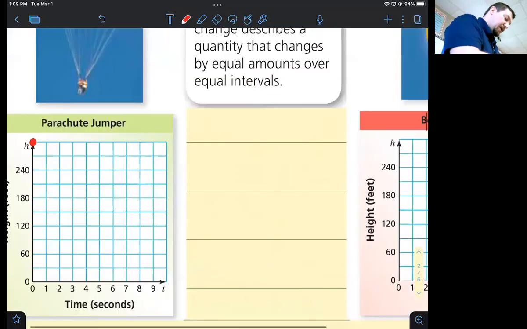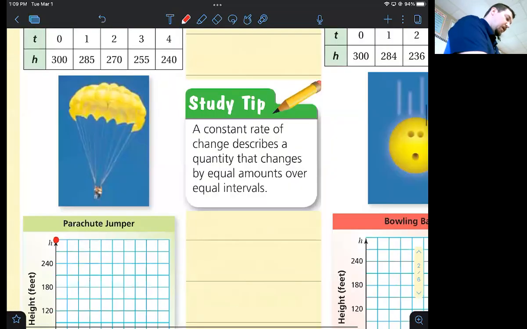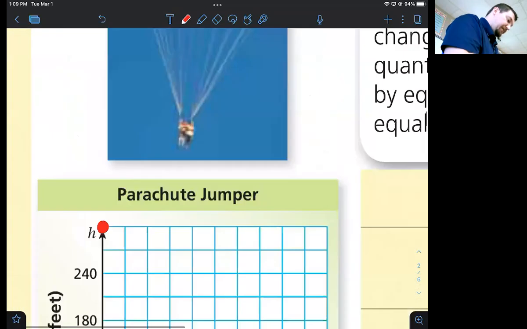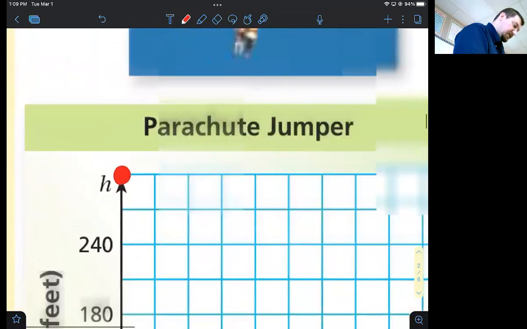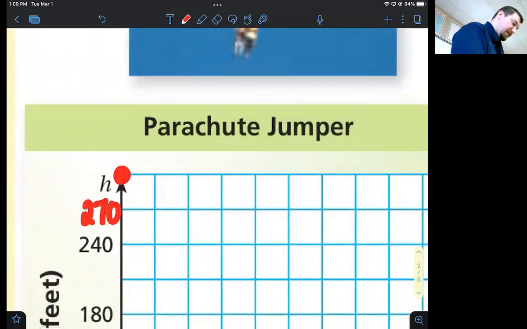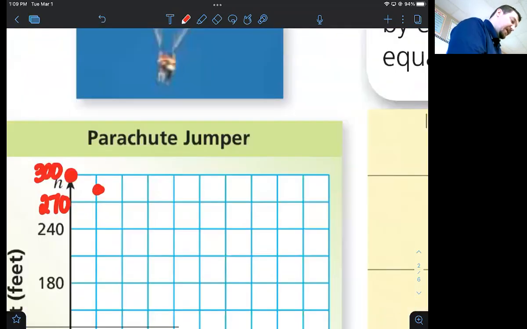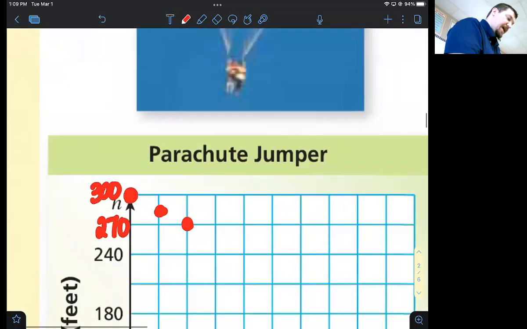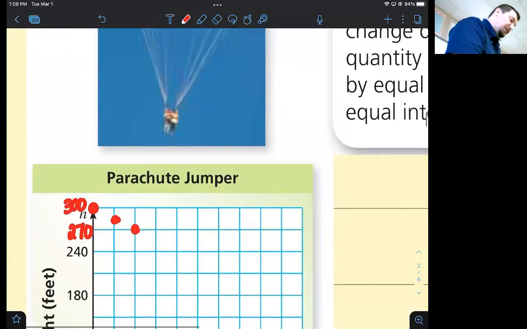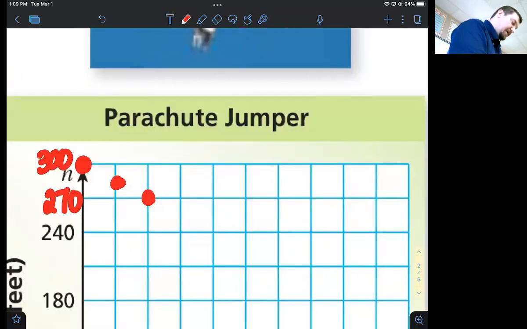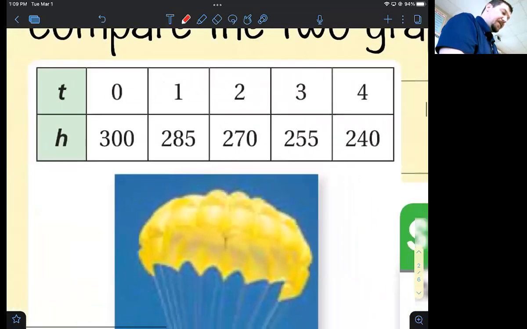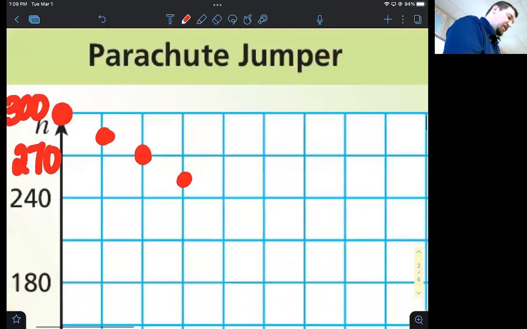1 second later, because I'm counting in seconds, my height is now 285. So if this is 270, then 285 would be there. And at 2 seconds, I skipped one, I'm at 270, so I'm here. And at 3 seconds, I'm at 255. So I'm here, halfway between 240 and 270, because I'm going 15 feet every second. And then at 4 seconds, I'm at 240, and you get the idea.